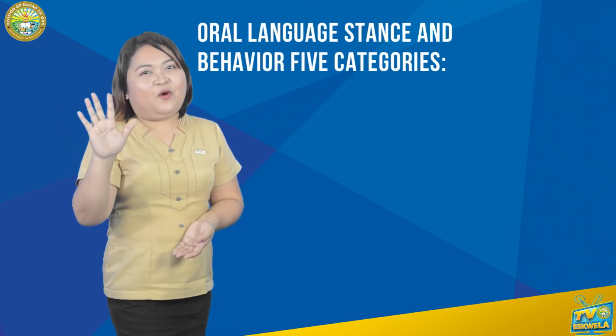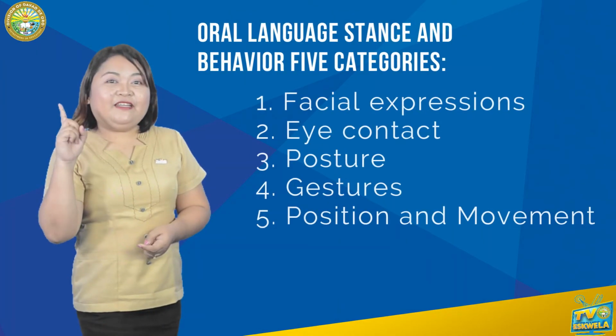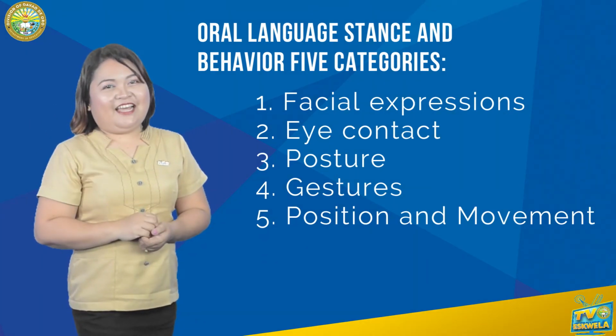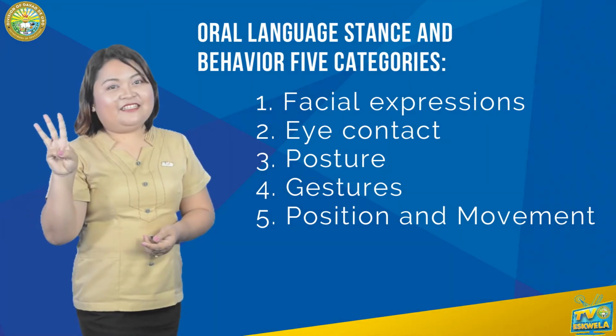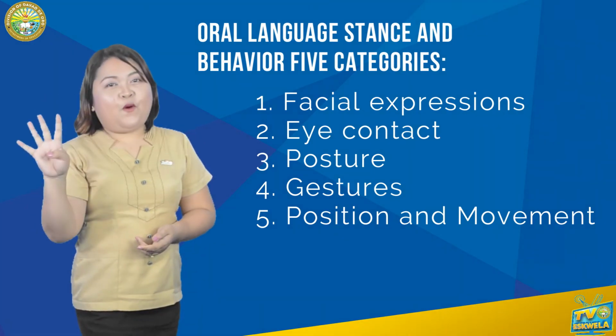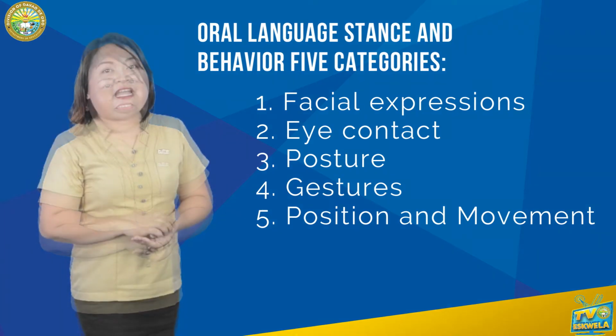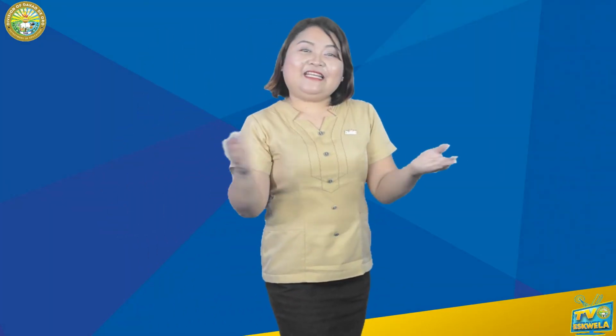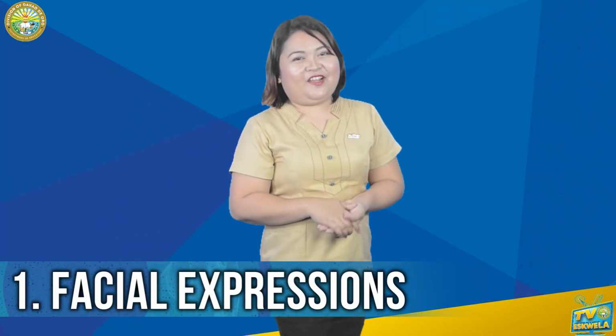The stance that you take will greatly determine the tone of your message and the words that you choose. Oral language stance and behavior can be broken down into 5 categories. 1. Facial expressions. 2. Eye contact. 3. Posture. 4. Gestures. And 5. Position and movement. Let us talk about facial expressions first.